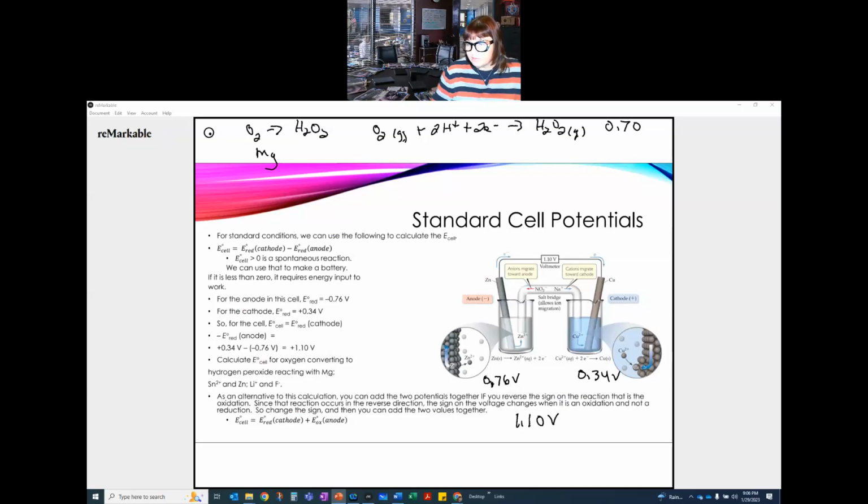When you look at the Mg, I always do this.